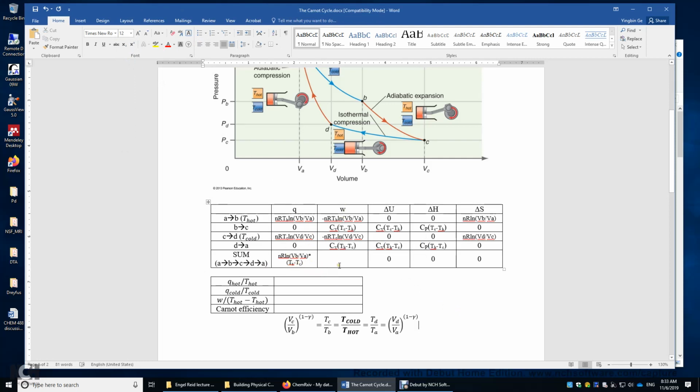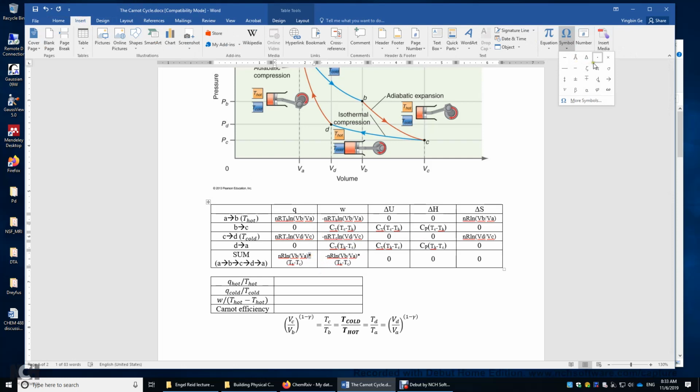What about W? W equals delta U minus Q. So we put a minus sign here. And this is supposed to be a multiplication sign, so I'm going to use a dot here as the multiplication sign. Alright, you can see, although the Carnot cycle is a cyclic process, overall Q is not 0, W is not 0. W is indeed negative. That means this Carnot engine can do work to its surroundings.